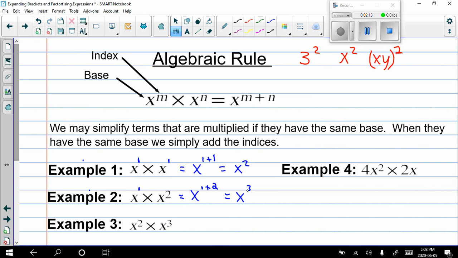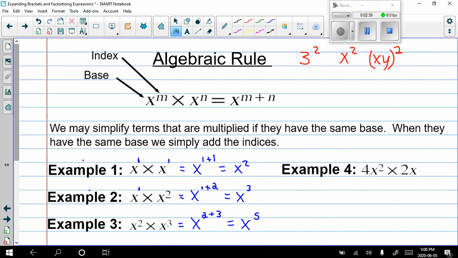Let's look at example 3 now. Here, first thing we check, same base. Our base is x in each, so we know that we're going to be able to do some kind of simplification. So we have 2 plus 3 as per our rule. So at the end, we're going to have x to the power of 5.